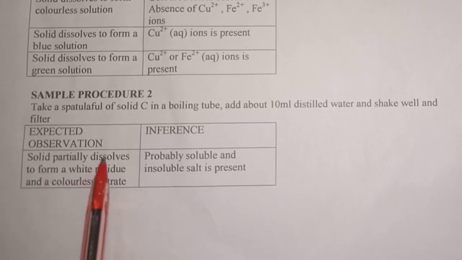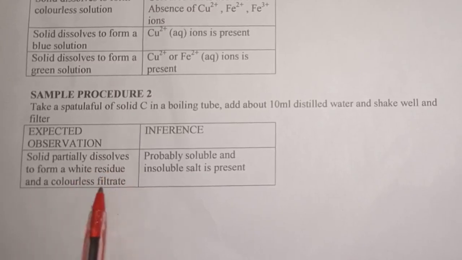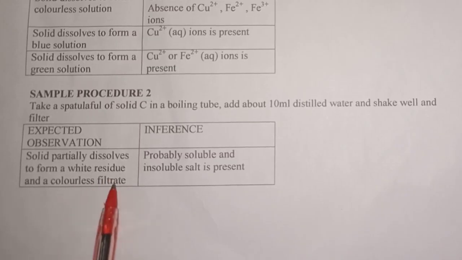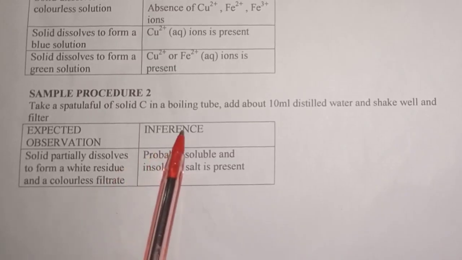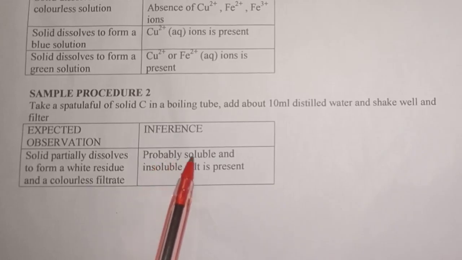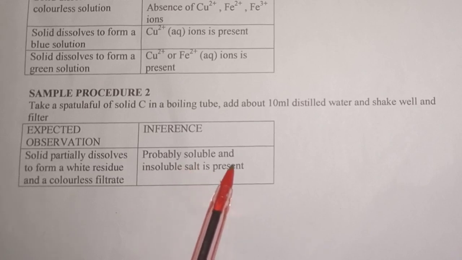You may see a black residue. So you write what you see there, and a colorless filtrate. But if the filtrate is blue, you will say a blue filtrate, a green filtrate, and so on. So the inference here is you say probably soluble and insoluble salt present.